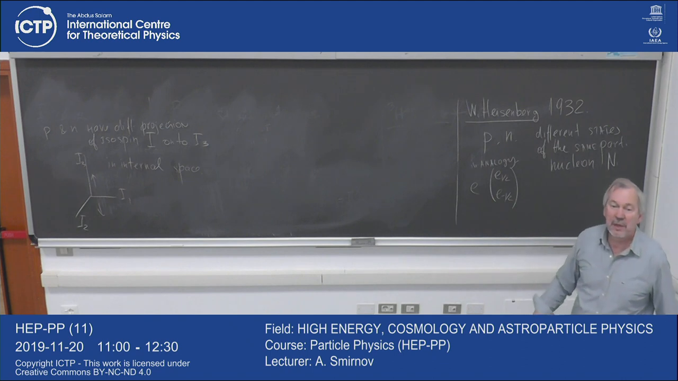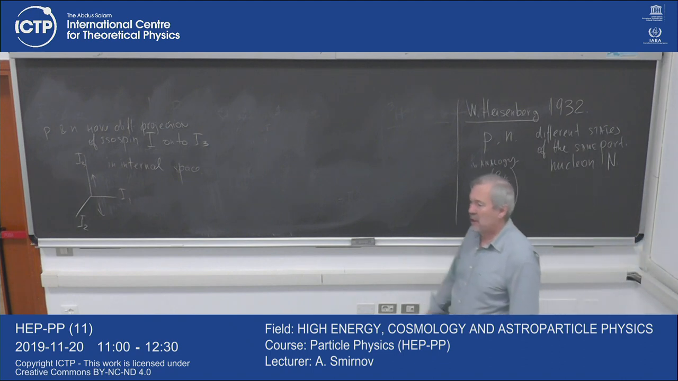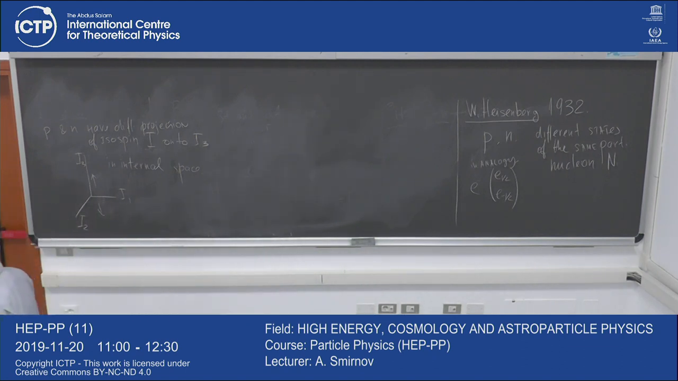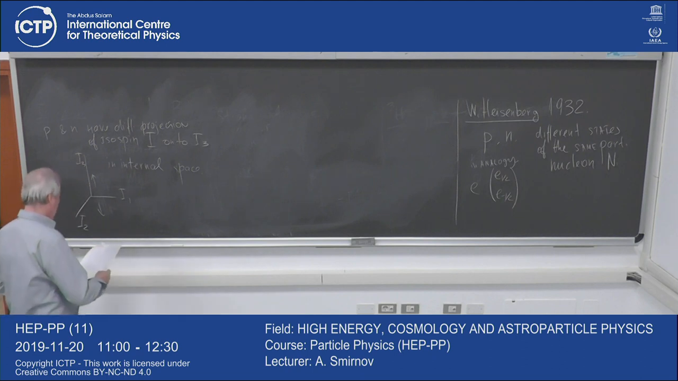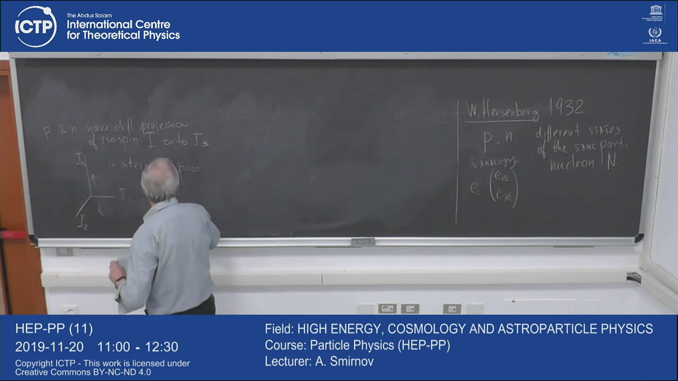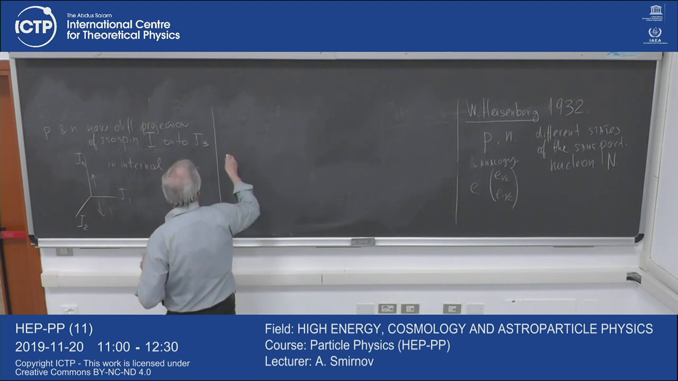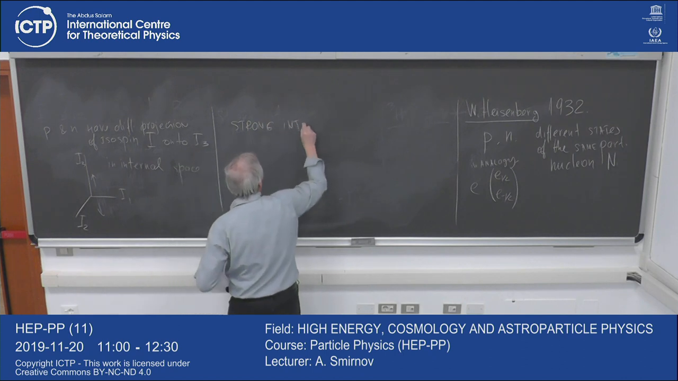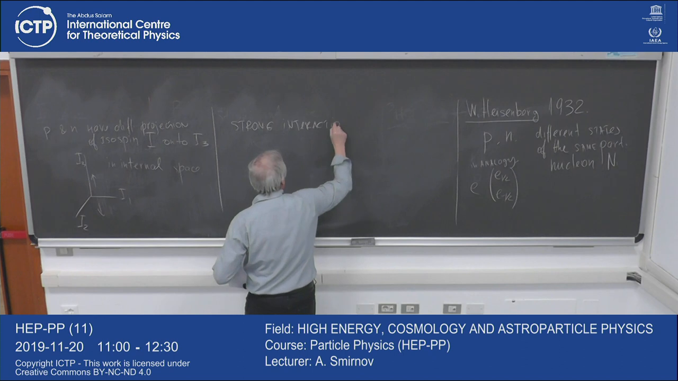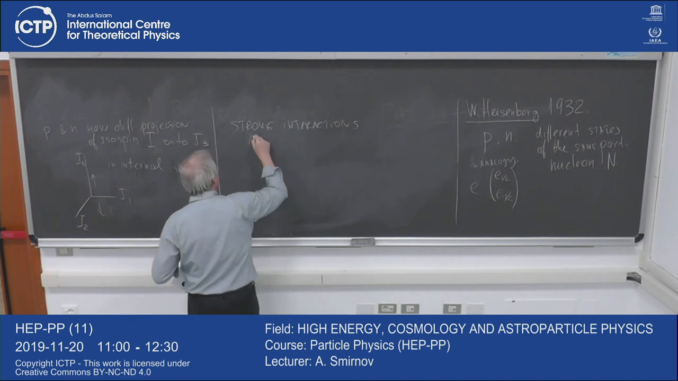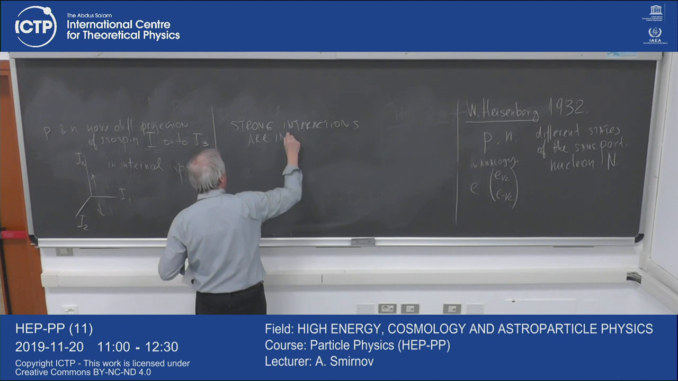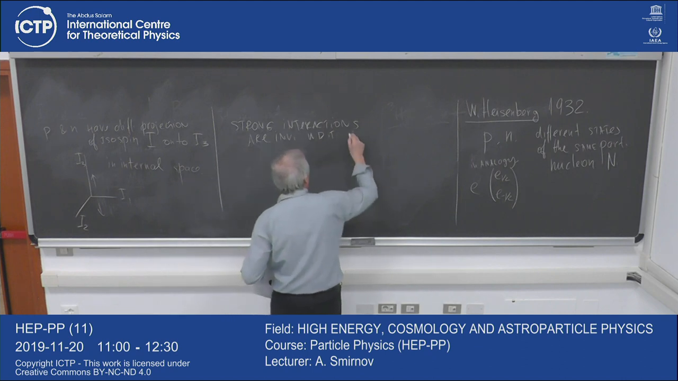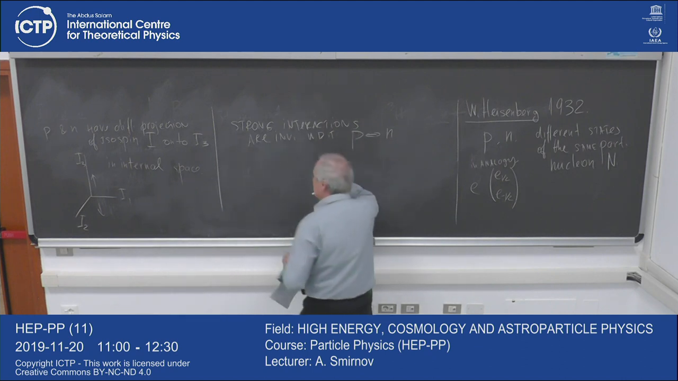Two projections of electron have the same electromagnetic interactions. So this means that electromagnetic interactions are invariant with respect to these rotations. In the same way, you can say that strong interactions are invariant with respect to these permutations which I have already shown, proton and neutron.